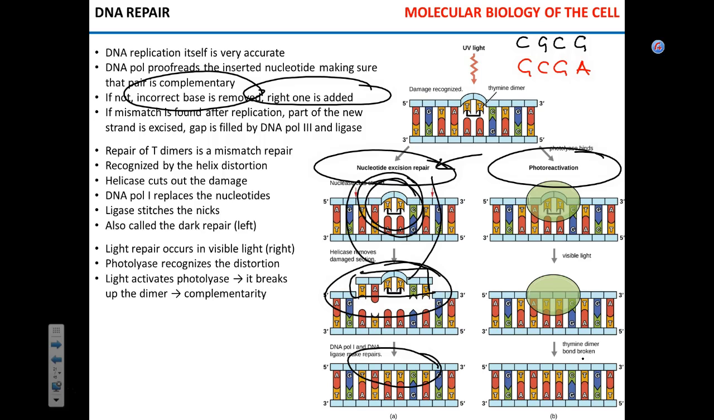The special enzyme called photolyase recognizes the distorted helix and simply breaks down the bond between two thymines. Okay? So there is no dimer anymore, and proper pairing is restored. Does that make sense? So no excision, just breaking down the bond between the two thymines. Any questions about the repair?